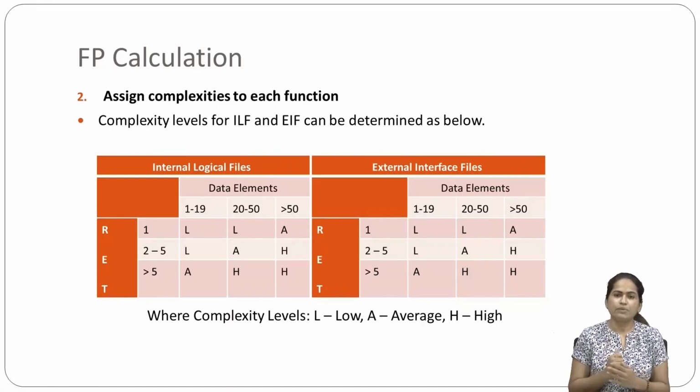Now you may have the question of how we decided L, A and H. For it we have one guideline. Based on that we have to decide that this will have low, this will have average, and this will have high complexity. Same as the internal logical file, we have external interface files. For that also we have given one table here which you can refer.